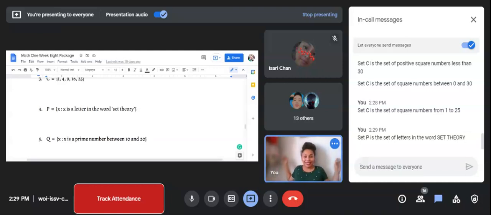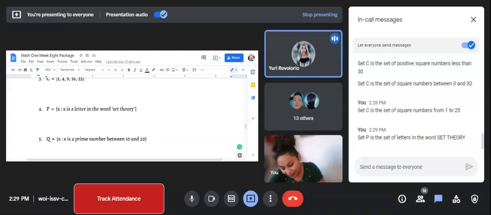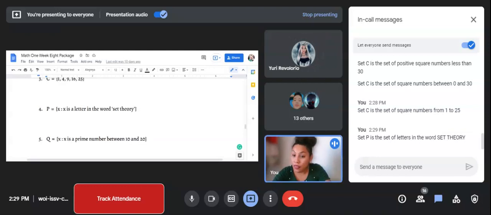Everybody got that one? What do you mean? So you do not put any brackets or anything? No. When we are writing descriptive form, we only want the sentence. That's all we want. If you are talking about roster form or set builder, then yes, we have to write the brackets. But for this part, they're only asking you for the descriptive form. So they're only telling you to write something that describes the set. So you write the sentence.